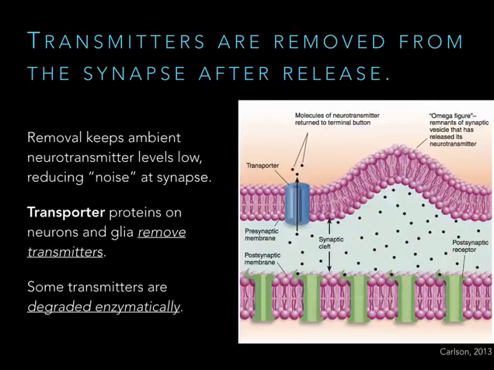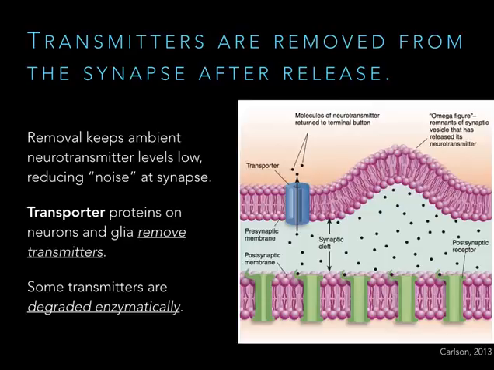Now remember, after we release transmitters, we can't let them hang around all day. We got to clean them up. Okay, so there's those astrocytic transporters, and if you remove their glutamate transporters, you get lethal seizures. Neurons also have transport proteins, okay, so that after release, they're going to be removed from the synapse, either by neurons or glia. Not every neurotransmitter has transporter proteins, though.